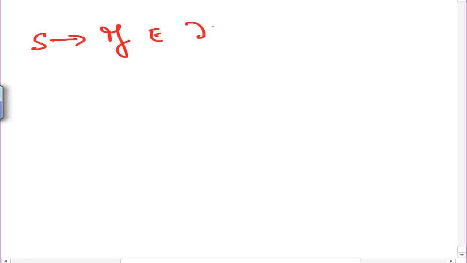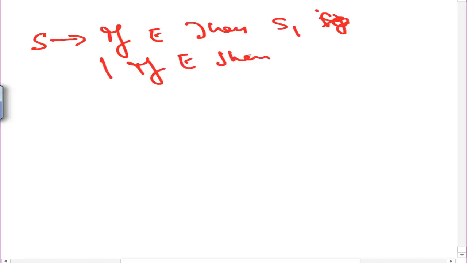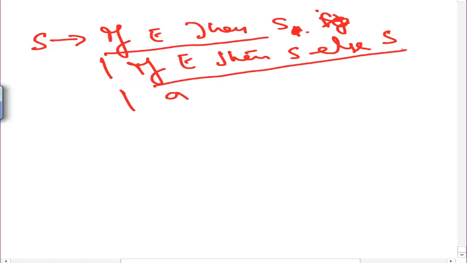Let us take up another example. Say we got an S gives if E then S, or if E then S else S, or there's something A. Now look here: this is if E then S, and if E then S else S. So this one has only the if part, this one also has the else part, and then there is something which has nothing to do with the if, that's the gamma part.